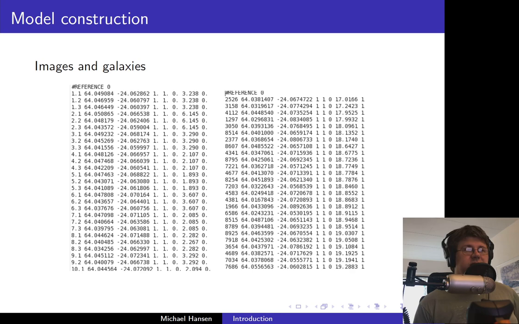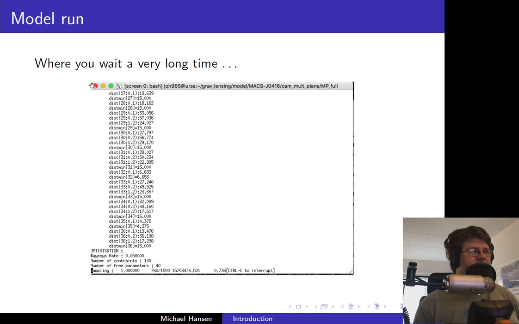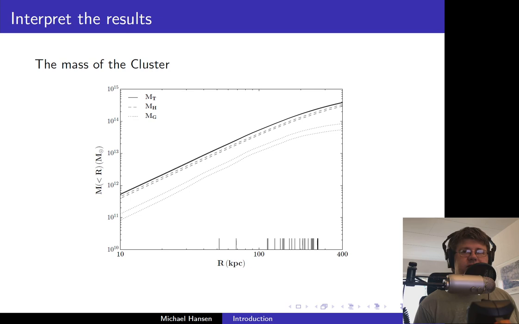And then we start the optimization and, sorry, we wait a very long time. Such an optimization here can easily take a week, something like that. And then we get some results. So one of the first things that we can do is use the results from the model to estimate the mass of the cluster. And this is a cumulative mass. So as you can see, we have the distance from 10 kiloparsecs all the way out to 400 kiloparsecs.